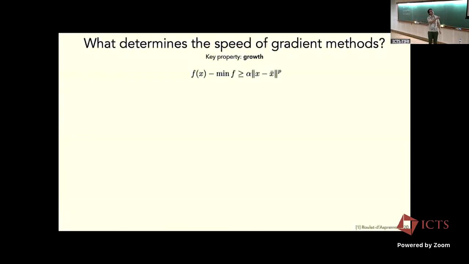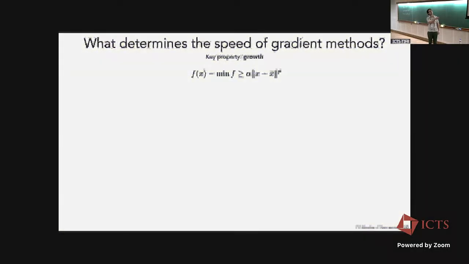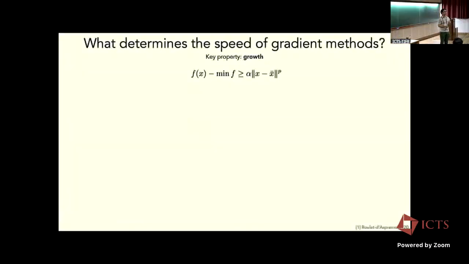So let's consider a function f, and let's see how fast it grows from its minimal value. Then what we call the rate of growth is this power p. Now, most optimization problems that we care about grow with some power p away from their solution set. And classically in optimization, we have mainly studied the case where p is equal to 2. This is the case of quadratic growth. The reason we really like this case is because we get very fast, exponentially fast convergence.